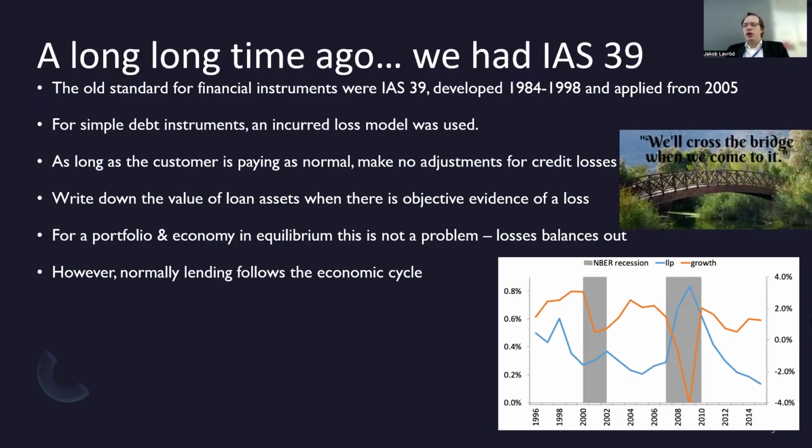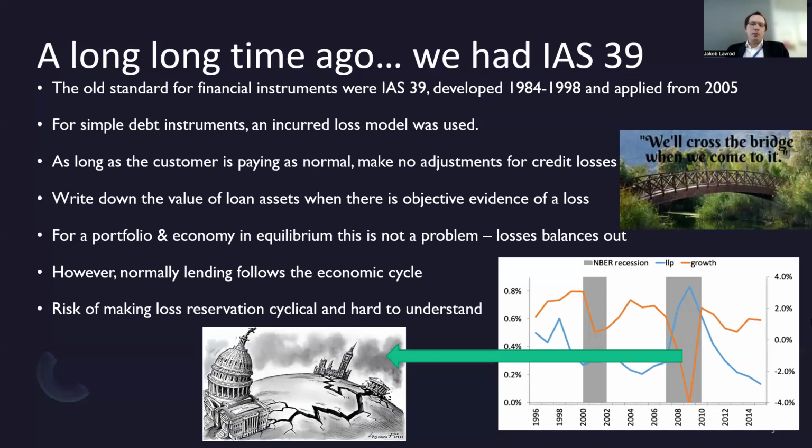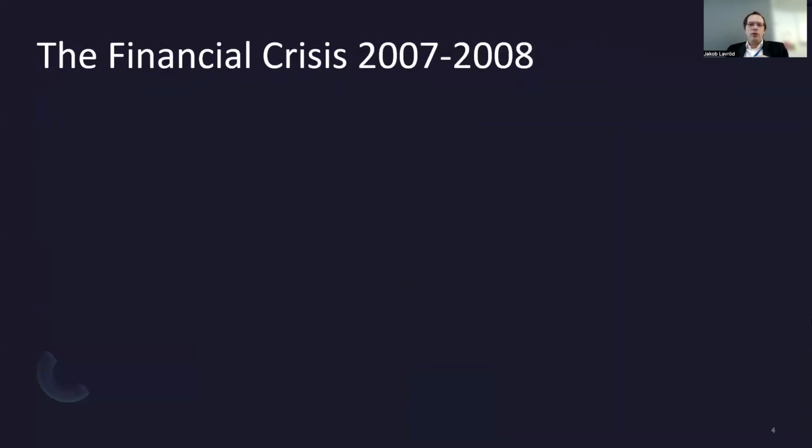The IAS 39 standard wasn't working as well as people had hoped, because there was this argument that you risk making things very cyclical: you take no losses, and then you have to take huge losses right at the worst possible time. So you deteriorate your capital buffers right at the worst possible time. And this spread all over the world during the financial crisis, and became the impetus to move on and say, okay, we have to do something about this. We need a new standard.